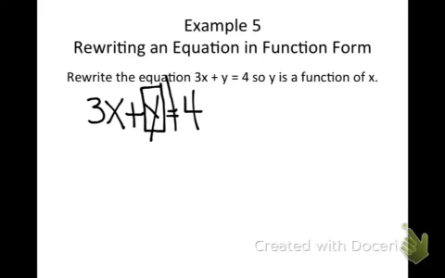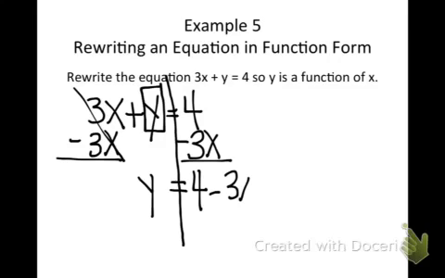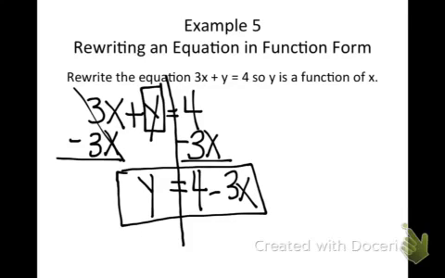I want y to be all by itself, so I'm going to move the 3x. To cancel out 3x, I need to subtract 3x from both sides. 3x minus 3x is 0. 4 minus 3x. 4 and negative 3x are not like terms, so I cannot subtract them. So it simplifies to y equals 4 minus 3x.